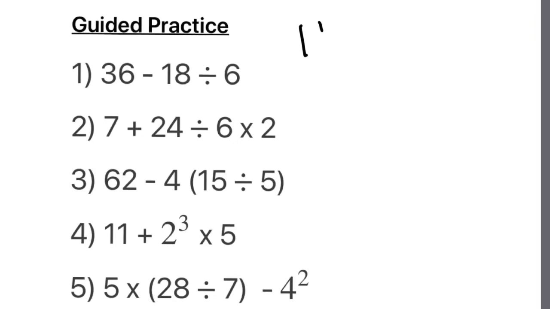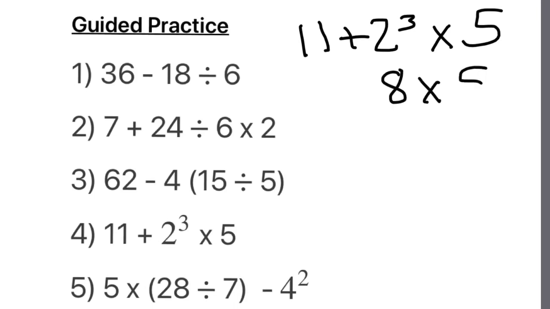Problem number 4 is our first example with exponents in it. So remember, we do exponents first. Well, technically we do parentheses first, but there's no parentheses in this problem. So we're going to do our exponents first. 2 cubed, that's 2 times 2 times 2. 2 times 2 is 4. 4 times 2 is 8. So I have 8 times 5 plus 11.